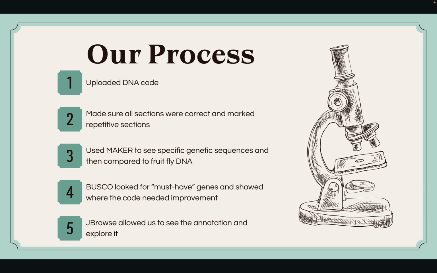Next, we used the Maker tool to combine specific data and compared it to the genome of a fruit fly. This comparison gives us an idea of where the genes start and stop in the specific genome. This allows us to segregate them and focus on the characteristics of the plastic degrading enzyme. Next, we use Busco, which is a tool that looks for must-have genes that the waxworm has to have to survive. These genes help assure that our annotation was done accurately. Lastly, we used JBrowse, a tool that allowed us to explore a map of our annotated genes. This let us zoom in and out of areas to see specific codes.